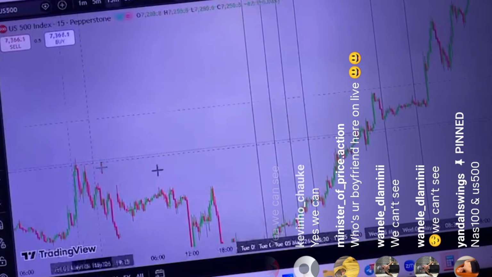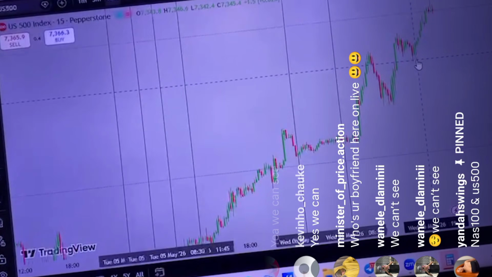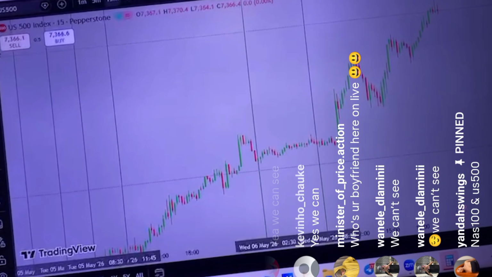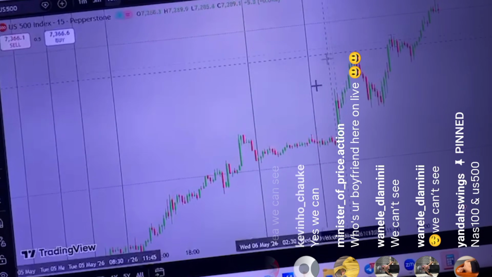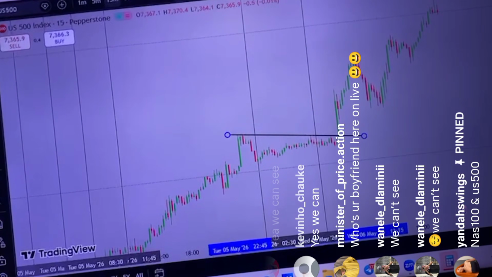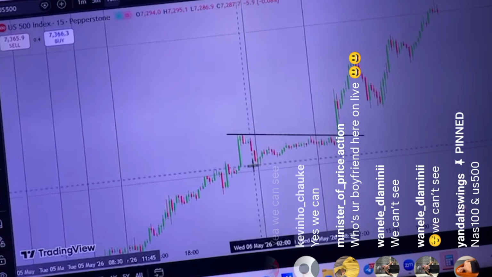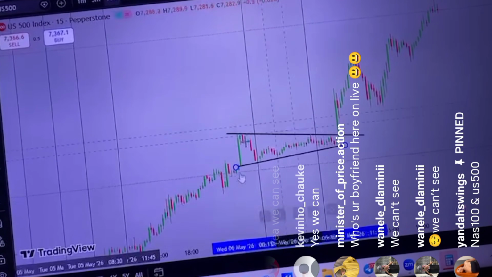So this is US 500, the 15-minute time frame. The market gave us a bullish structure. You guys know bullish structure. As you could see, it gave us a bullish structure. US 500 is like NASDAQ, just that US 500 has more indexes impacting it to move. You guys know this thing. It's called a bullish flag.